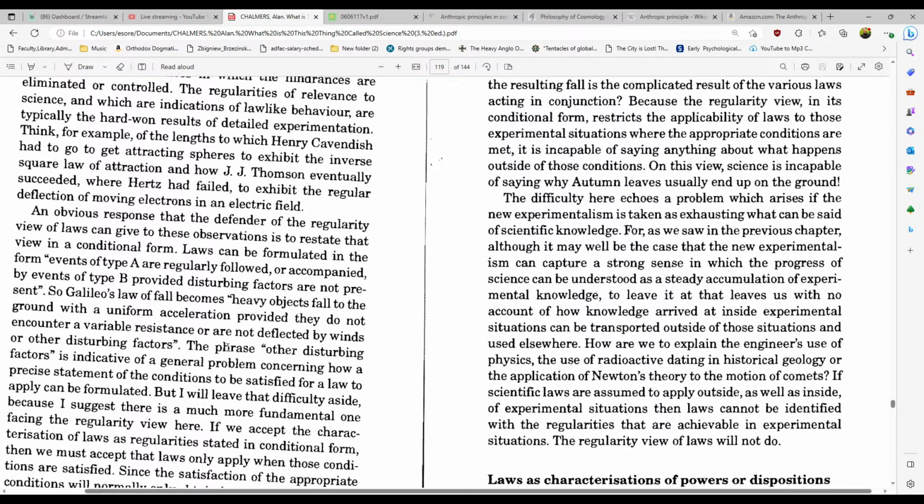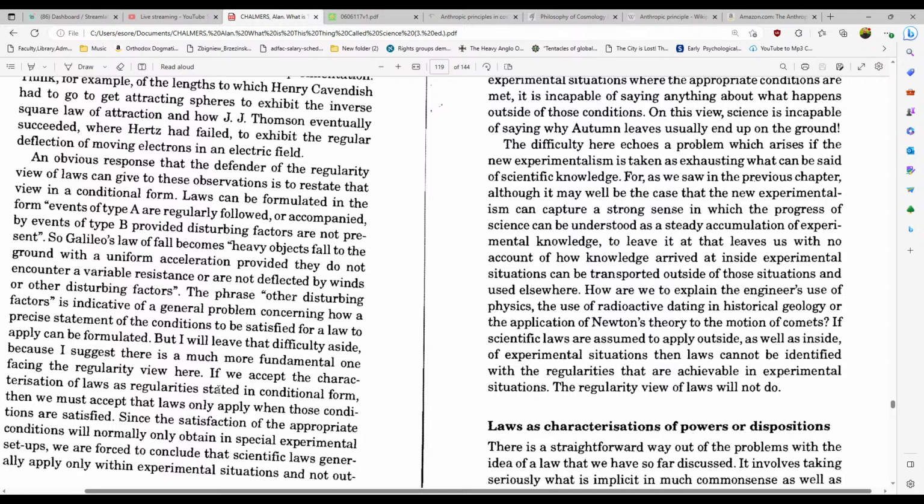So you think that you've solved the problem here if you're still wanting to maintain that laws are just simply regularity. But the problem is other disturbing factors. And like a lot of things in philosophy, how precise? There's a general problem concerning how precise a statement of the conditions to be satisfied for a law to apply can be formulated. That's one problem. We'll leave that aside for now, and just accept the conditional form.